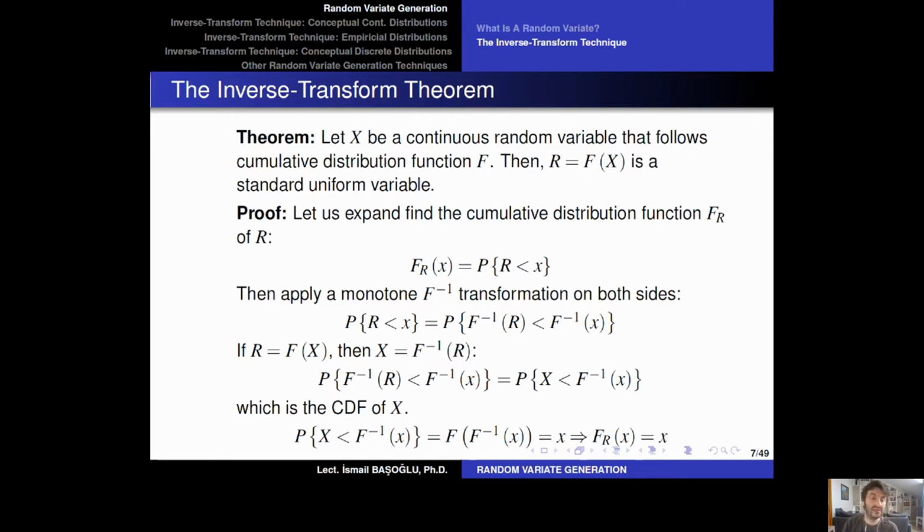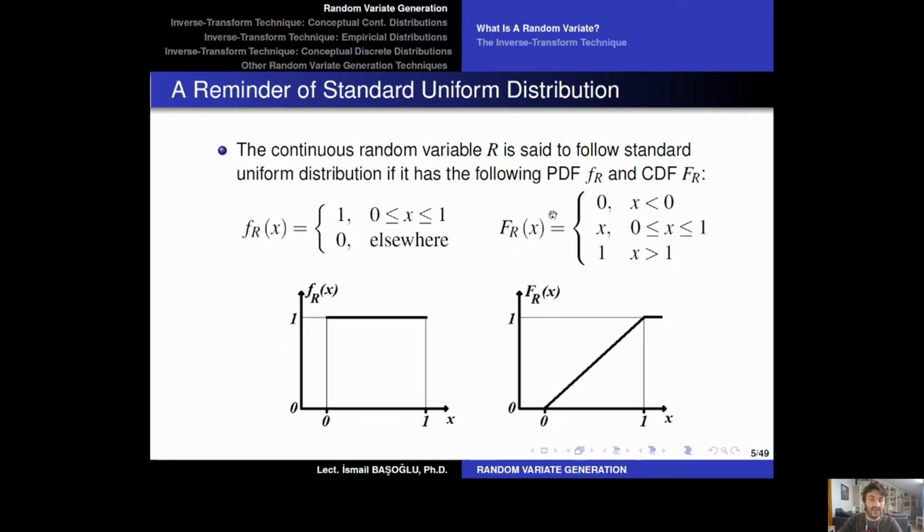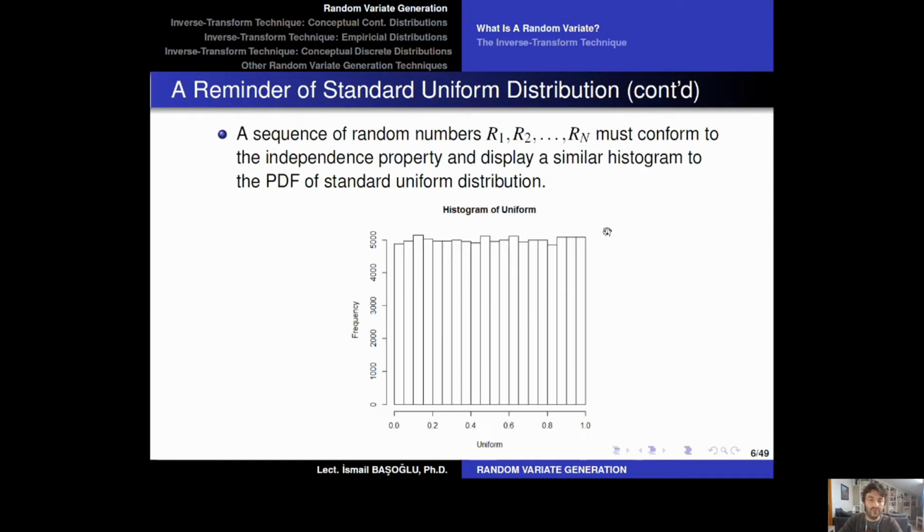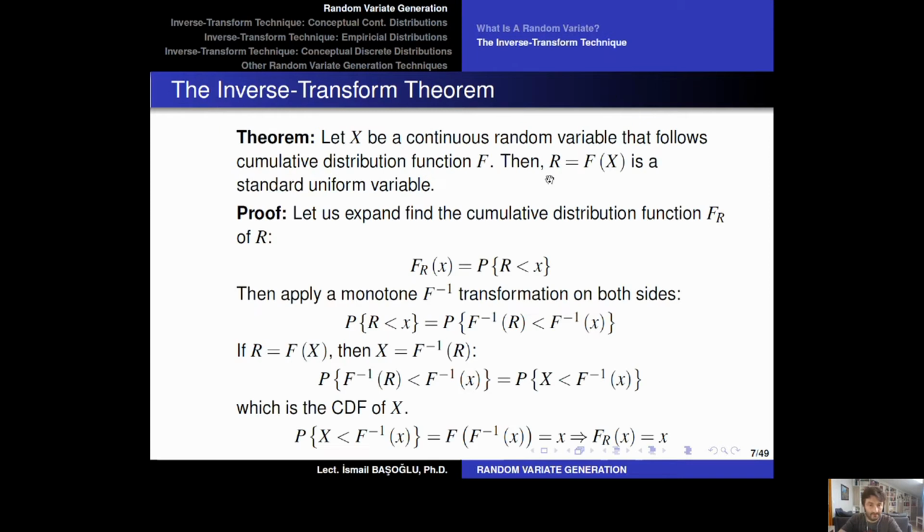Now, we need to prove that this theorem states the correct thing. Well, how do we prove that? The theorem states that R here is standard uniform. What I can do is check the CDF of R. I can try to determine the CDF of R, and if the CDF is an identity function, in that case, I will be proving that R is standard uniform.